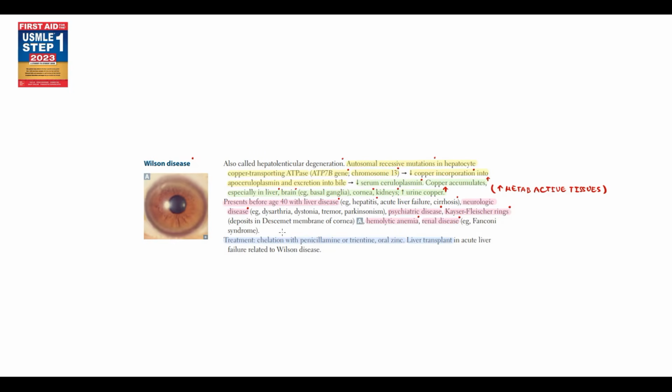The logic in treatment is to eliminate free copper by chelation, and to do this we prescribe penicillamine or trientine or oral zinc. All these substances can bind to free copper with formation of a stable complex, so they can neutralize free copper. And if Wilson disease presents with acute liver failure, liver transplantation is the only option.